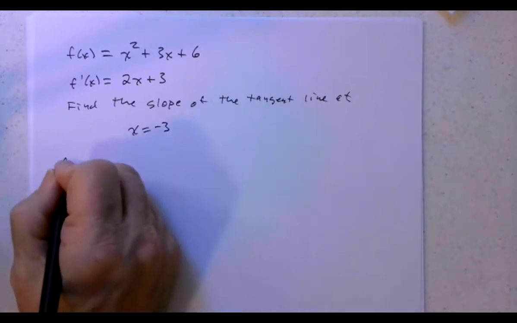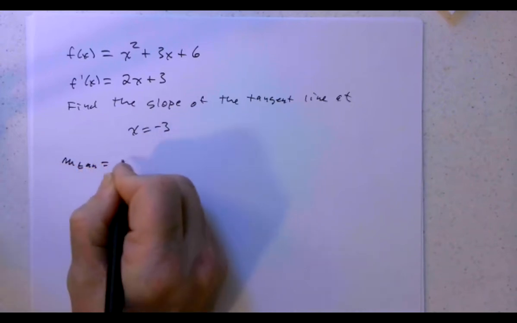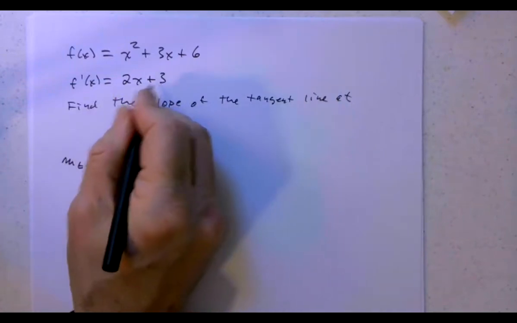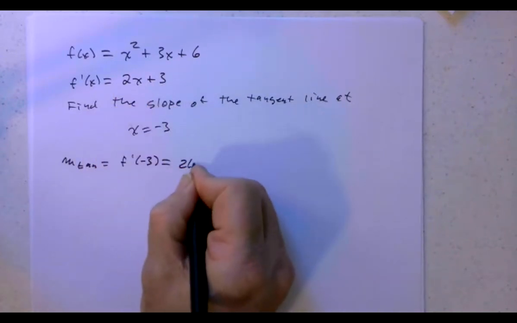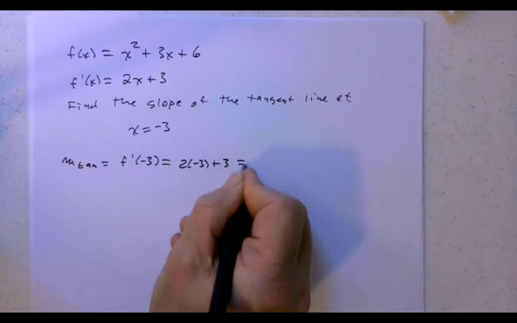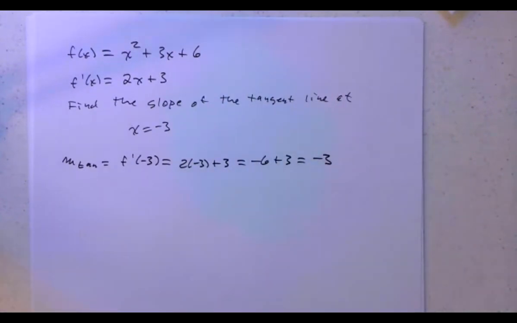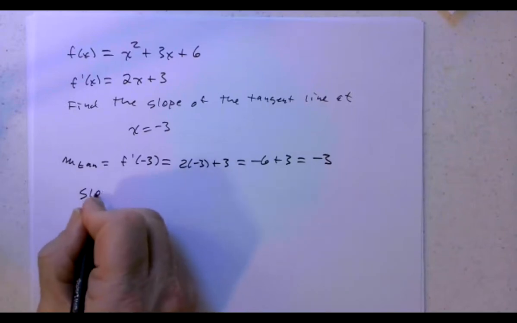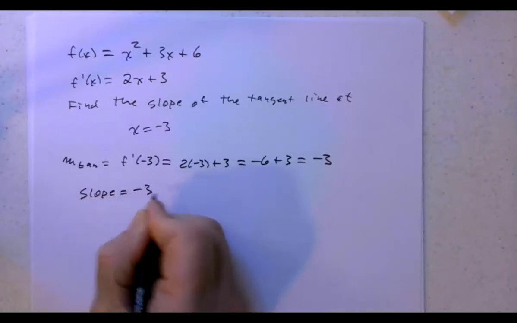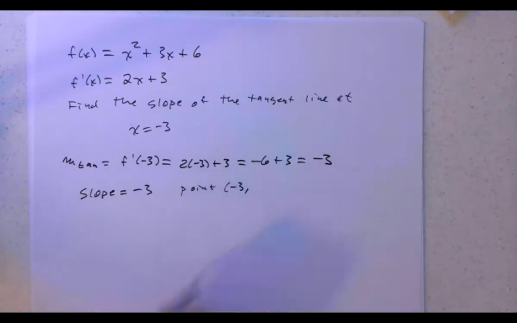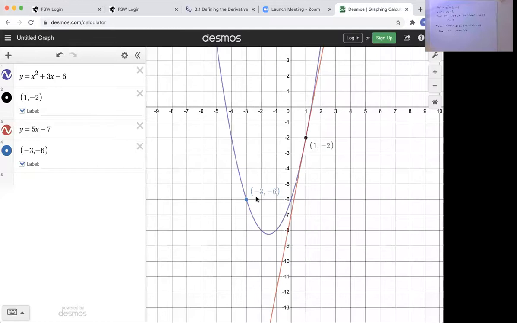So the slope of the tangent is simply f prime of -3. Plugging that into f prime of x, 2 times x plus 3, 2 times -3 plus 3, which is -6 plus 3, which is also -3. So the slope is -3. The point, remember the x value was -3. What was the y value? The y value here is -6.